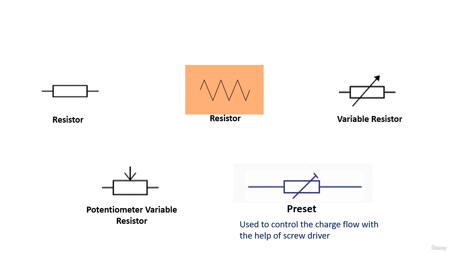Hi, in this lecture we're going to see the resistors. As you see here, there are many types of resistor. Here this is a normal resistor. This is the symbol of a normal resistor. This is another symbol of a normal resistor. We can represent the resistor using this symbol or this symbol. So this is a normal resistor.